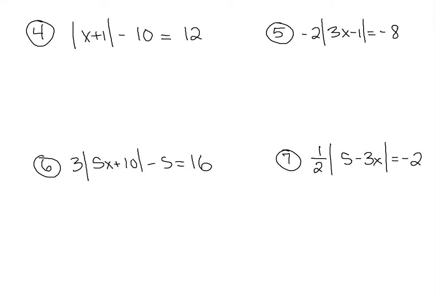For problem number 4, the first thing that we're going to want to do is get the absolute value piece by itself on the left-hand side. We're going to do that by adding 10 to both sides.